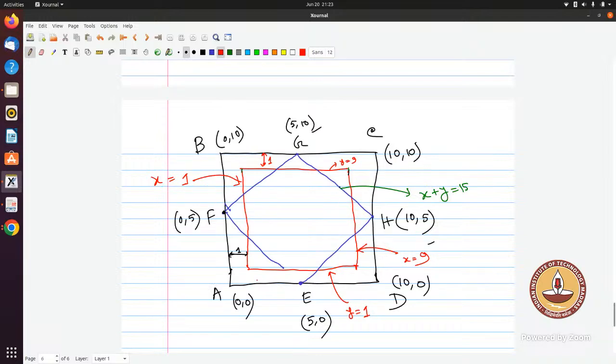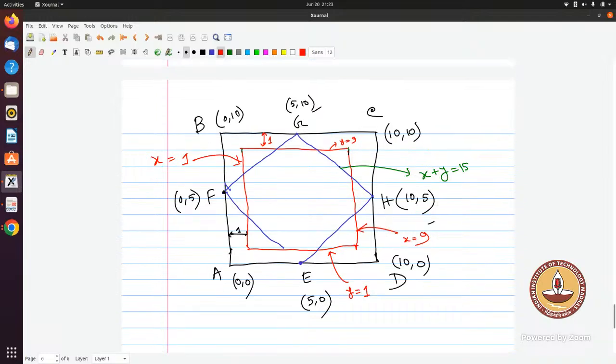Okay, so what is this point? The y coordinate is 9. If I satisfy the equation, x should be 6, so this one is 6, 9. And for this one, 9, 6. Till this portion, is it clear to everyone? Yes, sir. Okay, fine.